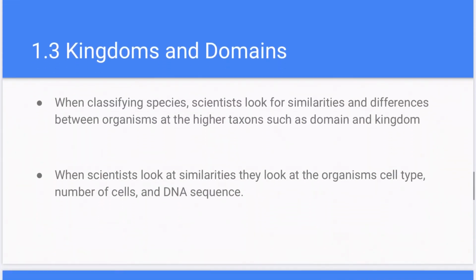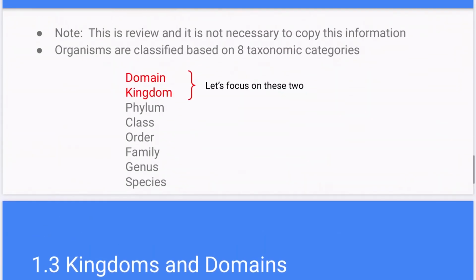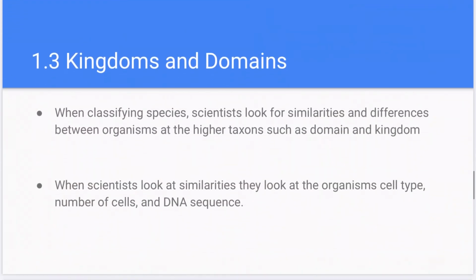So section 1.3 is kingdoms and domains. When we're classifying species, scientists look into similarities and differences between those organisms at the highest taxons or ranks. So we said again, I'm just going to scroll back, that this order isn't haphazard, it matters. So domain being the most broad or the least specific, moving down towards species, which is more specific. So we're going to look at just classifying within the domain and kingdom.